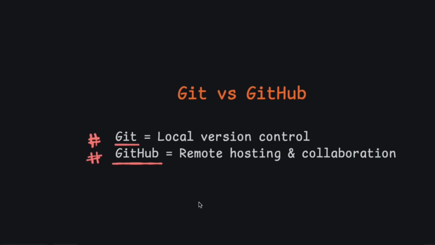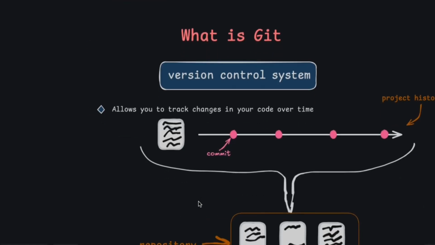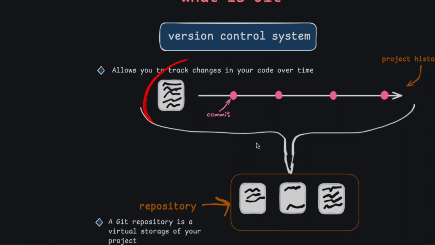Let's start with Git. Git is a version control system that allows you to track changes to your code over time. What I mean by that, you can think of it like a tool that runs on your computer and keeps track of every change you make to your code or to your project. It lets you manage your project history. That's your project, and that's the project history here. Imagine you are working on that project and you want to be able to go back to any previous version of your code at any point.